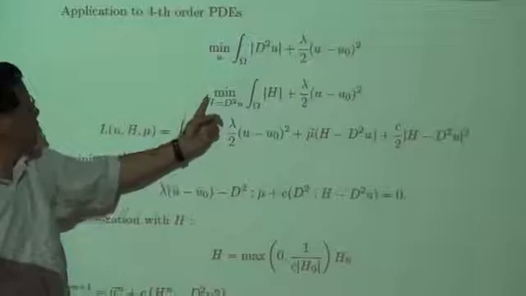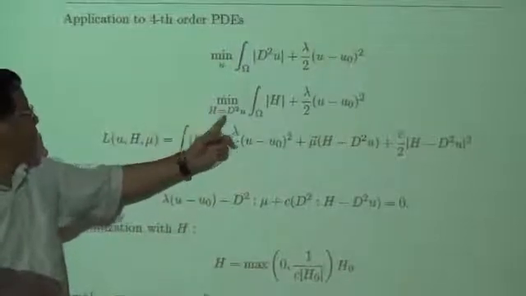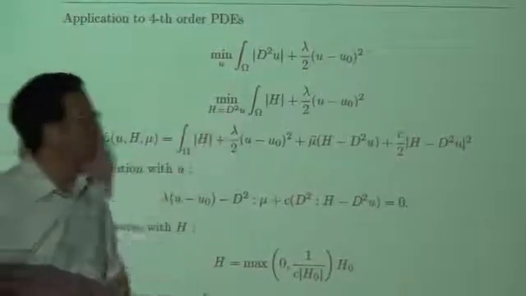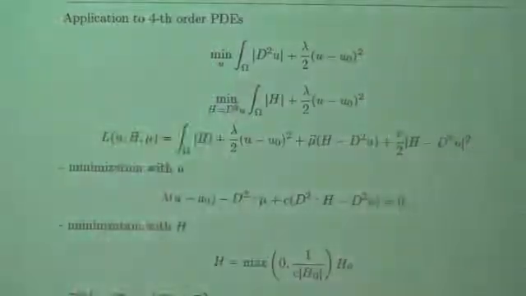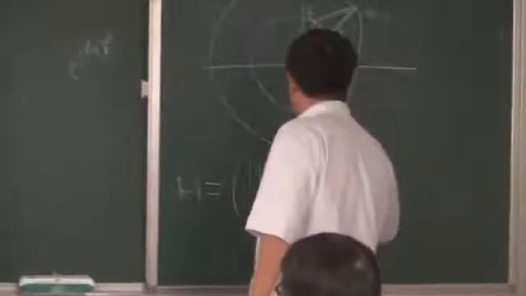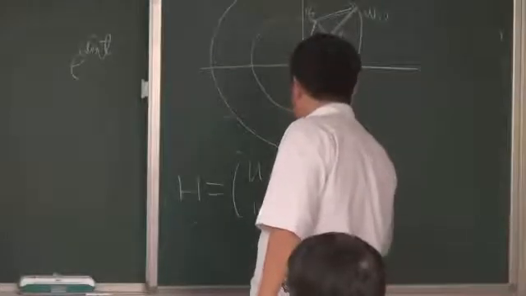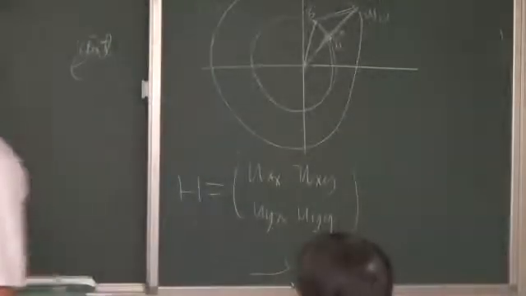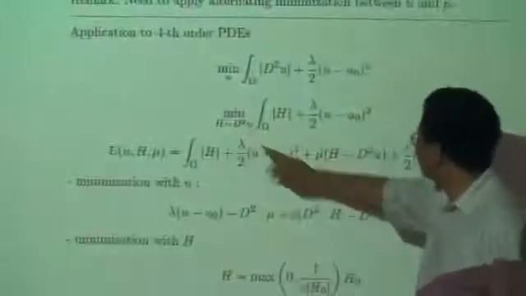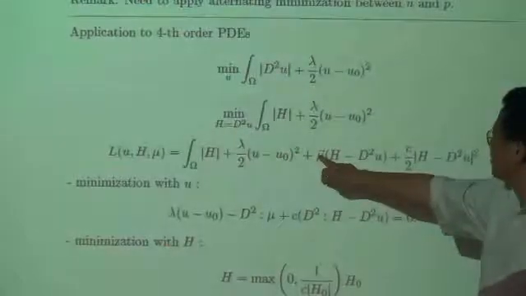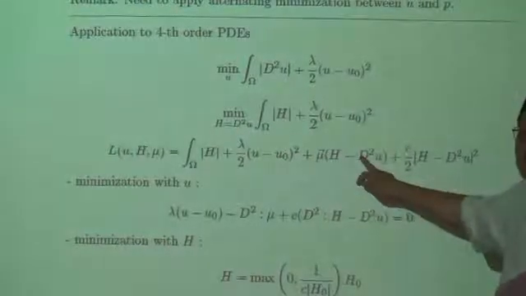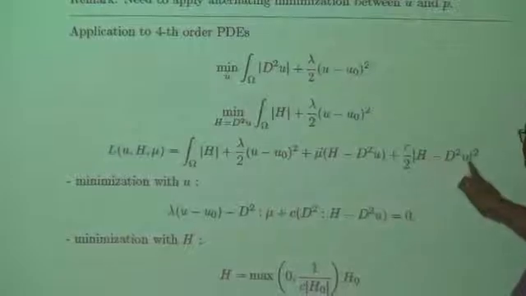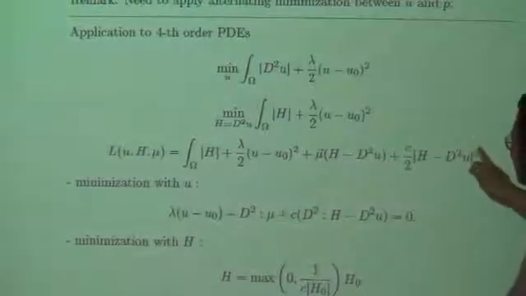Essentially you introduce a new variable, a matrix equal to d squared u. So H equals this U matrix: UXX, UXY, UYX, UYY. You introduce it, and here is the L1 norm of this matrix. You put it here, and you put this as a constraint. Here is a matrix dot product with another matrix, and here is the matrix L1 norm squared.